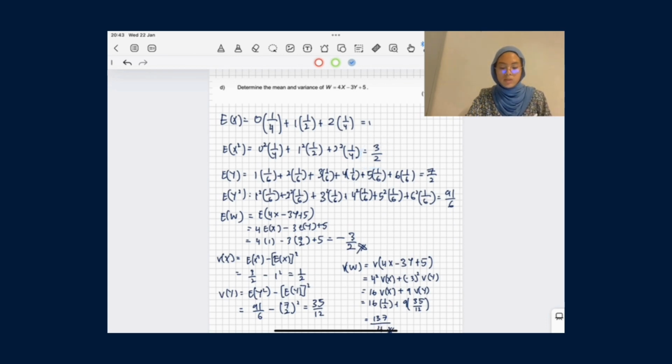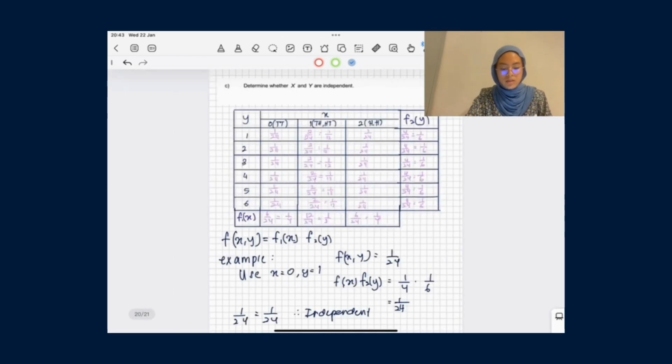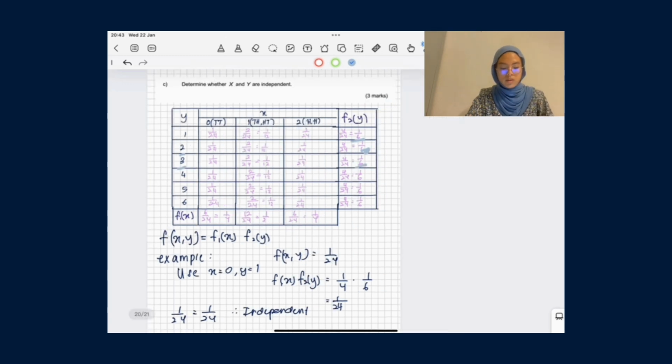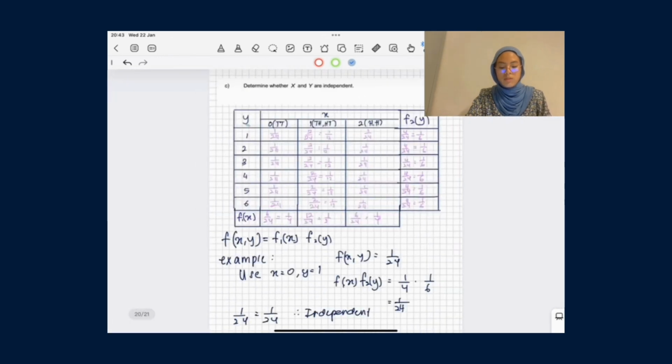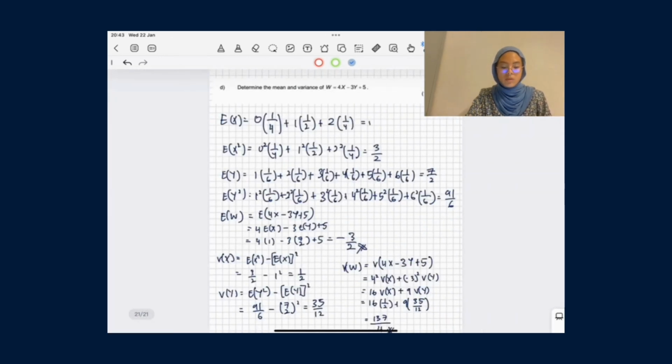Same goes for E of Y and E of Y squared. For E of Y, you multiply the values of Y with the marginal of Y. So 1 times 1 over 6 plus 2 times 1 over 6 plus 3 times 1 over 6 and so on. So you get E of Y is 7 over 2. For E of Y squared, you square the values of Y. So 1 squared times 1 over 6 plus 2 squared times 1 over 6 plus 3 squared times 1 over 6 and so on until you get 91 over 6. For the mean of W, you substitute the value of W into the expected value. So you get 4E of X minus 3E of Y plus 5.